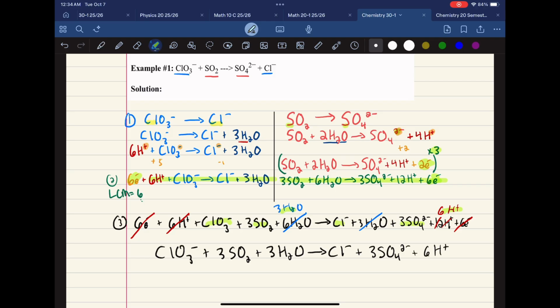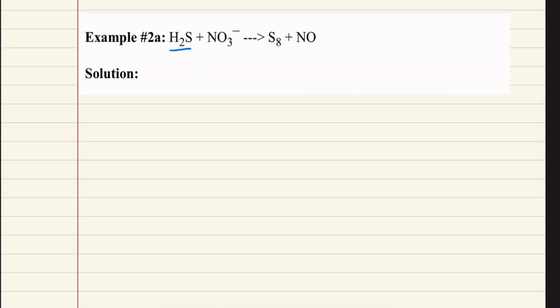And one of the things that you can check, I know this is a long process, but one easy way that you can check if you've done this right is if the charges balance on both sides, you're most likely right. For this next example, we're going to do the same thing.